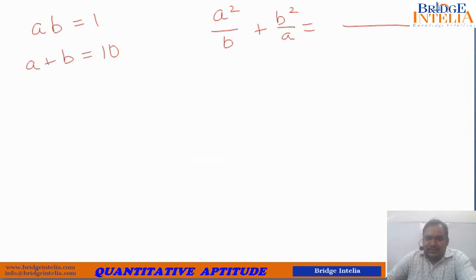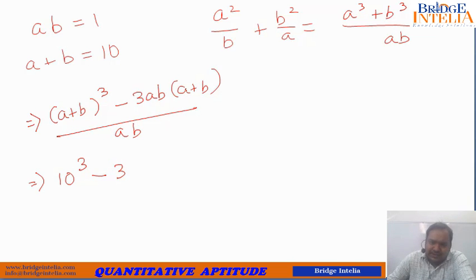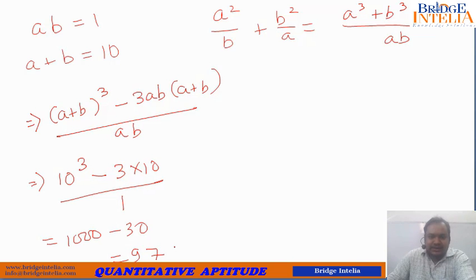So this can be rewritten as this. Now a cube plus b cube can be written as a plus b whole cube minus 3ab into a plus b, whole divided by ab. We know that ab is equal to 1, so we need not write it, or even if you write it, it makes no difference. So a plus b is equal to 10. So the answer would be 10 cube minus 3 into ab, which is 1, and a plus b, which is 10, divided by 1. So 1000 minus 30. So the final answer is 970.